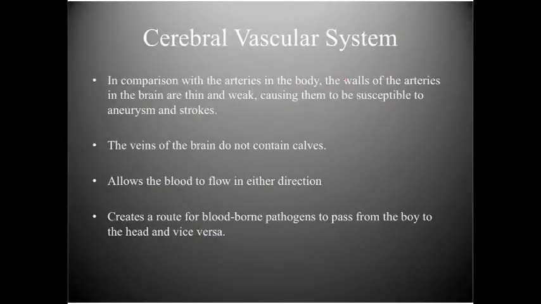So the cerebral vascular system, in comparison with the arteries in the body, the walls of the arteries of the brain are thin and weak, which causes them to be susceptible to aneurysm and strokes. That's why it's always a concern if a patient is having symptoms of an aneurysm or symptoms of a hemorrhagic stroke, simply because of this weakness.